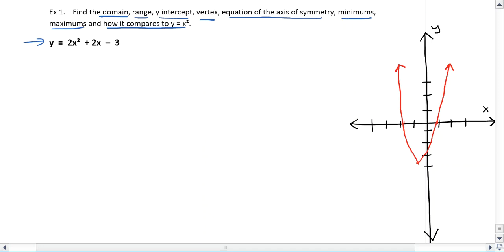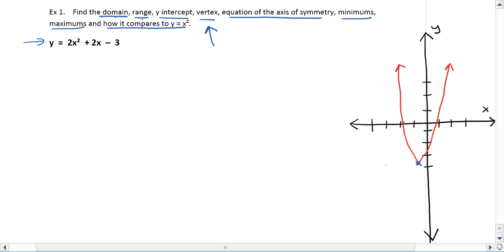Now I know that knowing the vertex is going to be very helpful. The vertex will help us with domain and range and axis of symmetry. We're going to learn later in this chapter another method to find the vertex, but for today let's use our calc. So this is what we're after, this is the vertex, which happens to be a minimum in this graph.